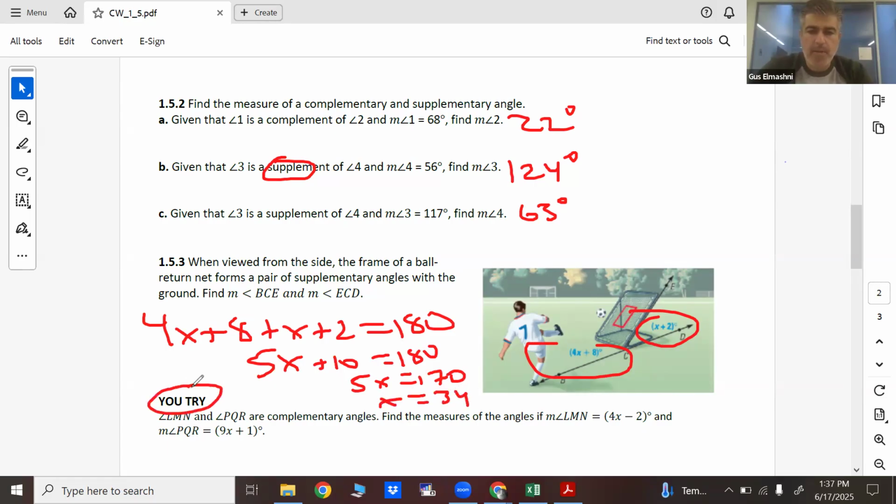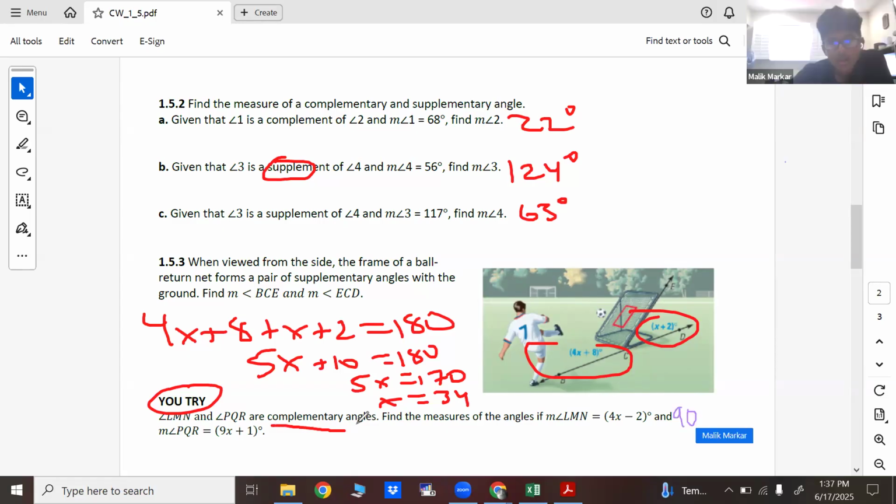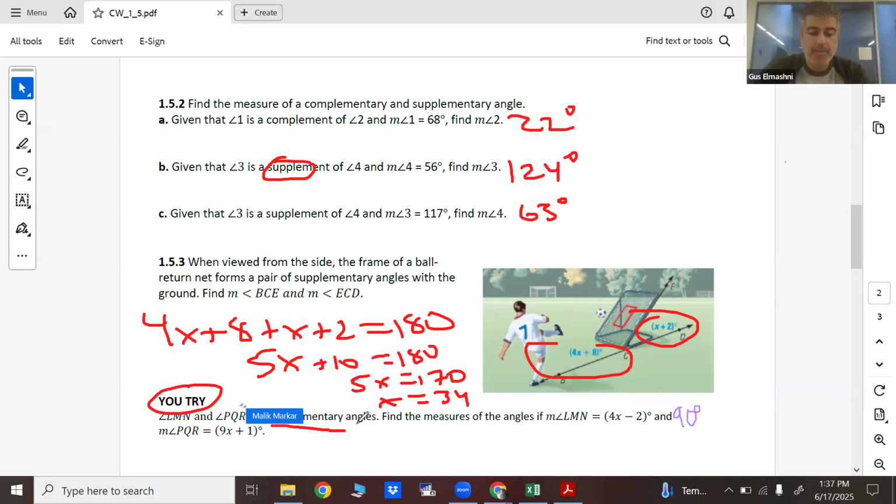So go and try this one down below. These are complements, mind you. And they give you the algebraic expressions for them. They add up to 90. Wait, so these are each 90 or they're equal to 90? Yeah, add up to 90.